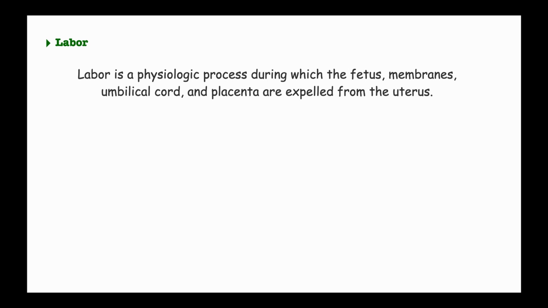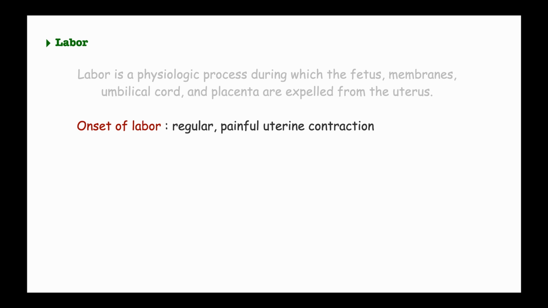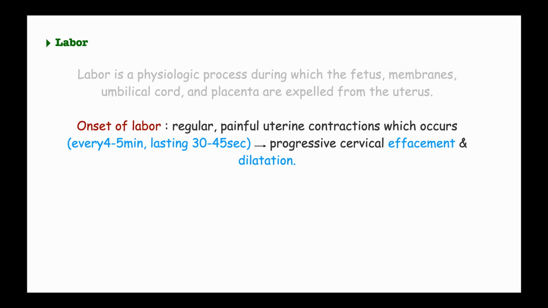Now, when we look at the description of the onset of labor, we say it is a regular painful uterine contraction which occurs every 4 to 5 minutes and must last for 30 to 45 seconds and is accompanied by cervical effacement and dilatation. When we say cervical effacement, we mean the taking up of the cervix into the lower uterine segment, and when we say dilatation, we mean the opening of the cervical external os.